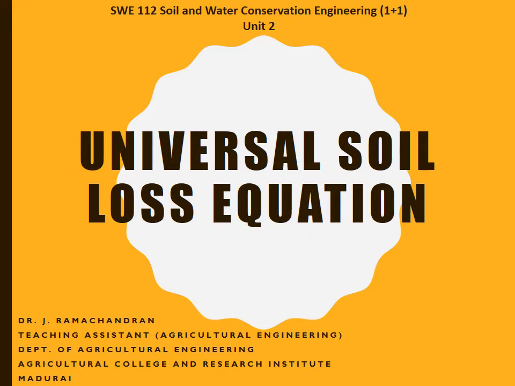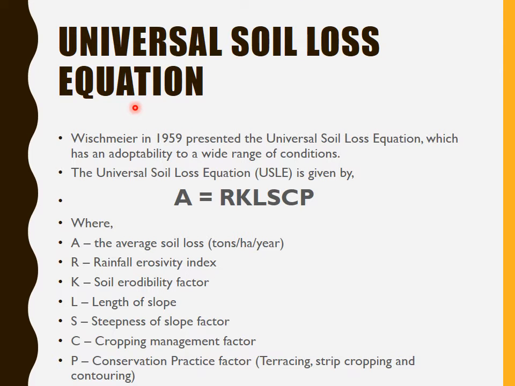So the universal soil loss equation, USLE, was presented by Wischmeier in 1959 and can be adapted to a wide range of conditions. It is given by A equal to R K L S C P, the six factors, where A is the average soil loss, given in tons per hectare per year. We can also say average annual soil loss. Over the years, how much average soil loss there is, we are quantifying with USLE.